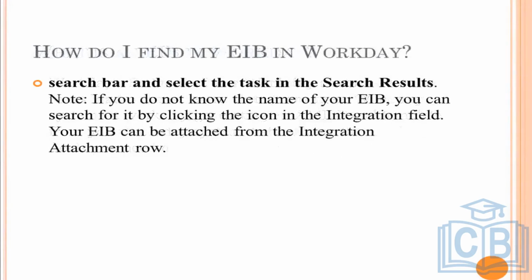Any questions? Please unmute yourself and put it across to me. How do I find my EIB in Workday? Where do I find my integrations or EIB? You need to go to the search bar, select in the taskbar, and enter EIB. You will get EIB related information from there. You can access your EIB integration tools for your requirement of integrating attachment documents, rows as well.